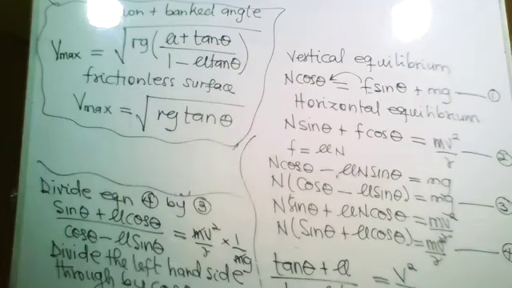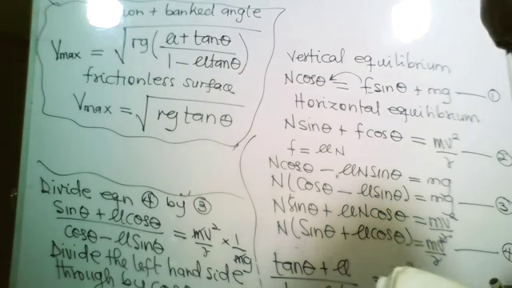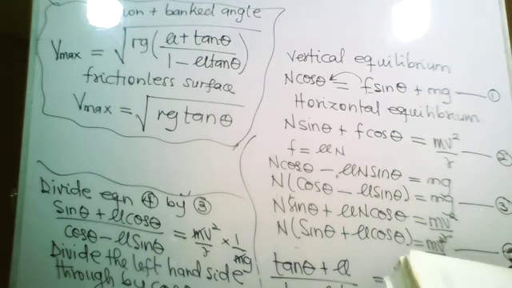An example: a highway curve of radius 70 meters is banked at an angle of 15 degrees.